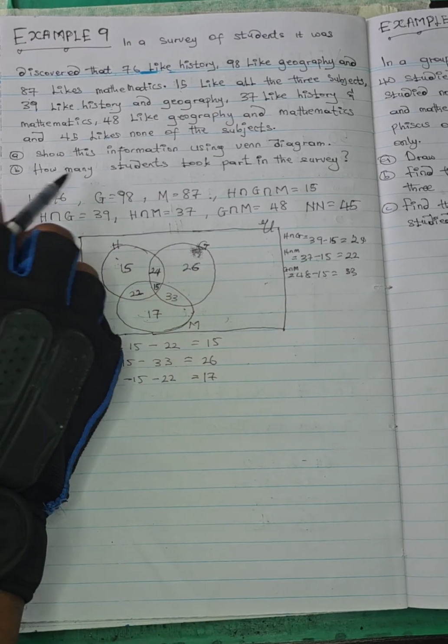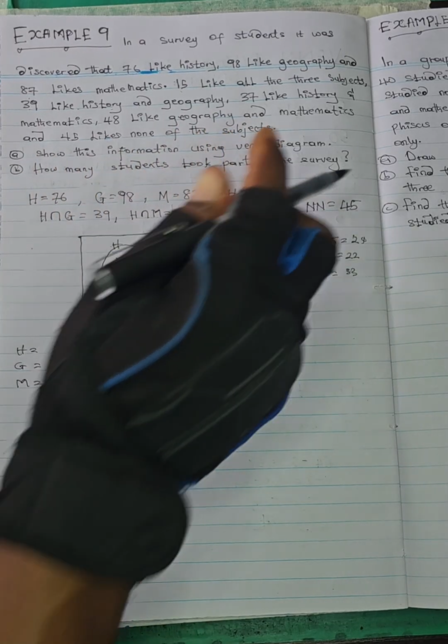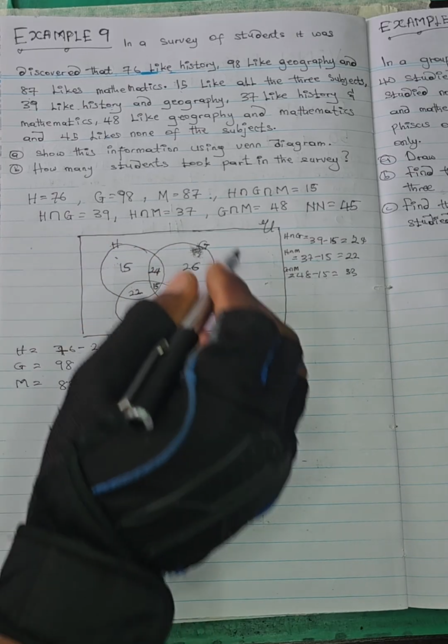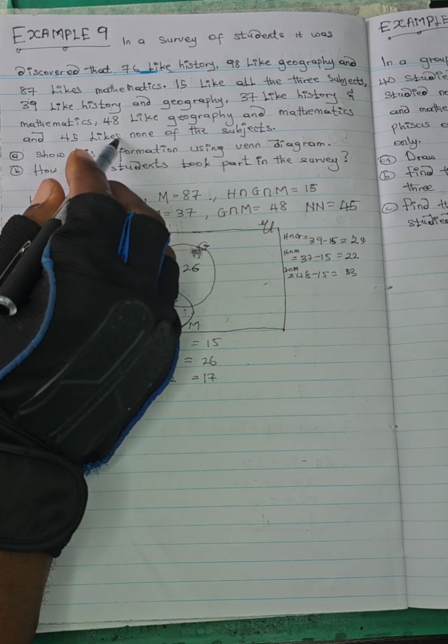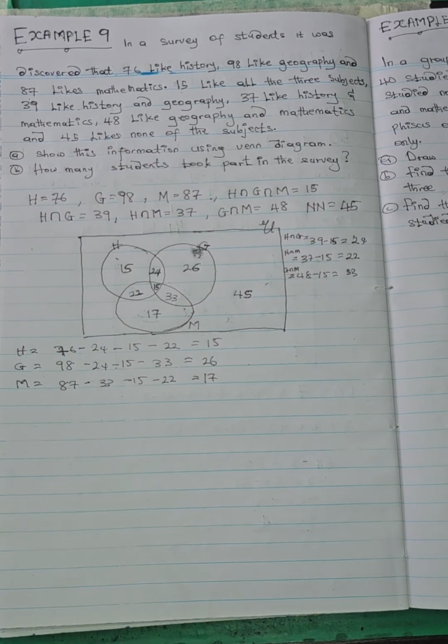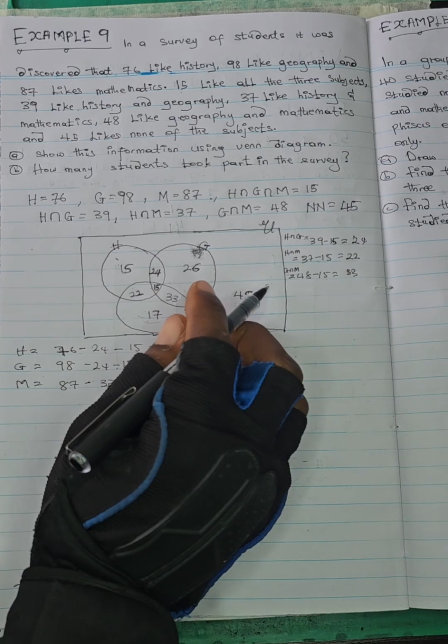But the next thing we're going to do is find how many students took part in the survey. To know the number of students that took part in the survey, I think I'm missing something in my Venn diagram: the 45 who did none of the subjects. So 45 will be here. Forgive me for that. So how many students took part in the survey?